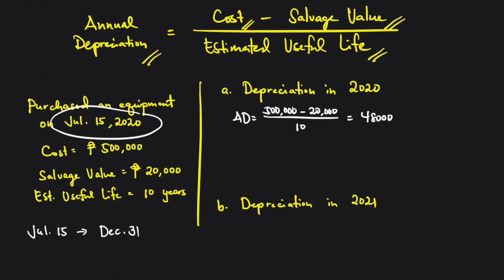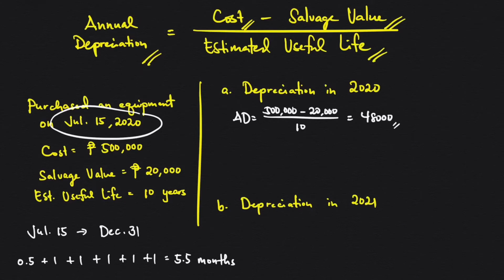And that is, let's count the months. 0.5 to complete July, plus 1 August, plus 1 September, plus 1 October, plus 1 November, plus 1 December. So that's 5.5 months. Your depreciation in 2020 only ran for 5.5 months and not 12. So 48,000 here is not the answer.